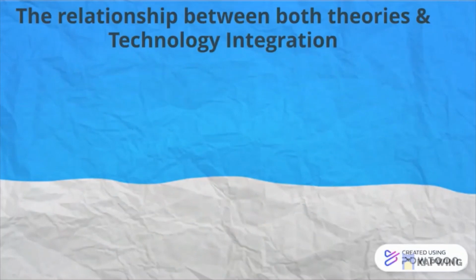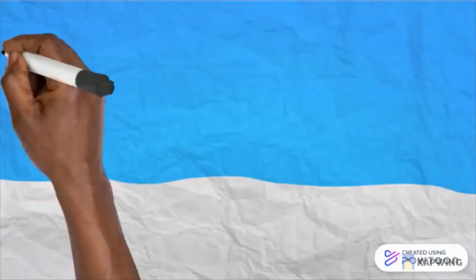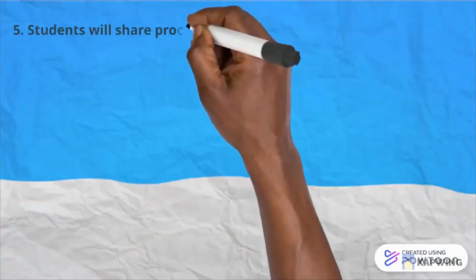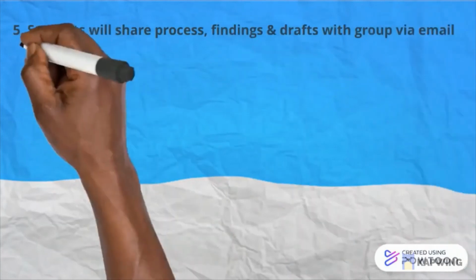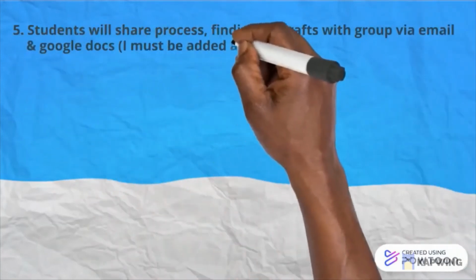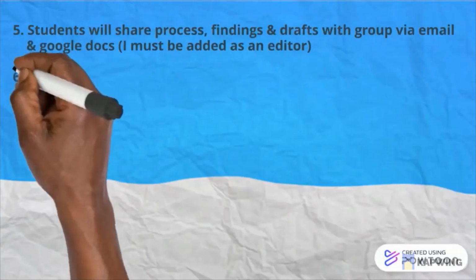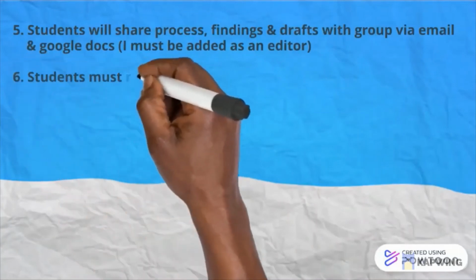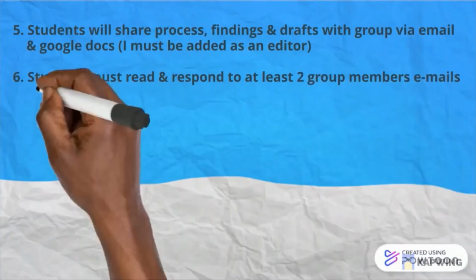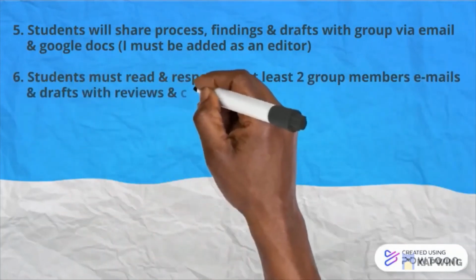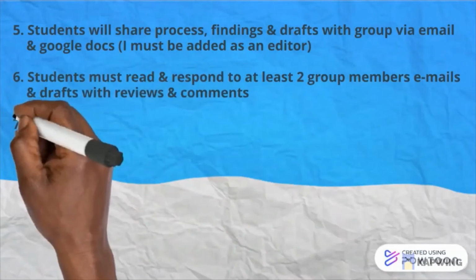Okay, let's see what's next. Students are required to share their process, findings, and drafts with the group through email and Google Docs. I must be added as an editor as well. Students must read and respond to at least 2 group members with reviews and comments.